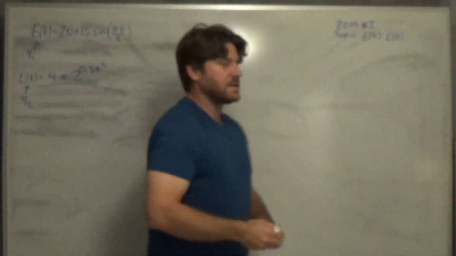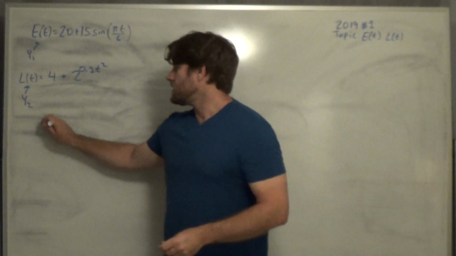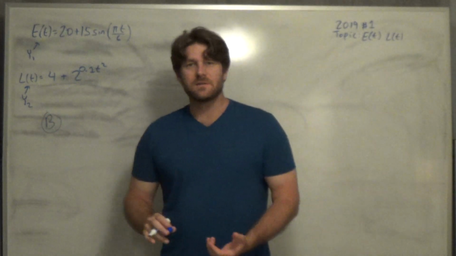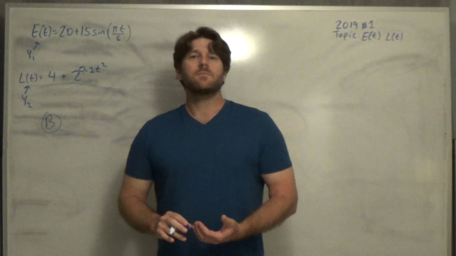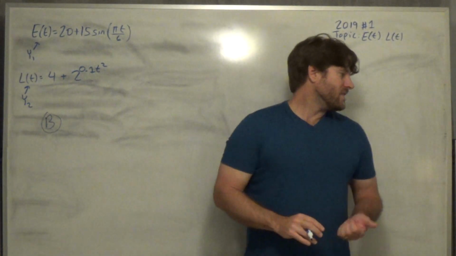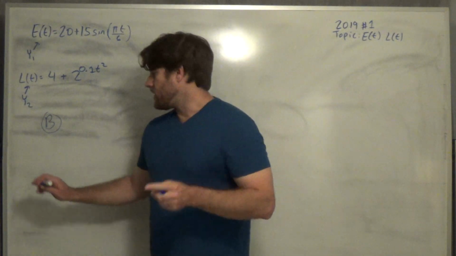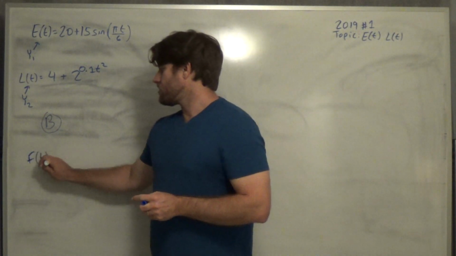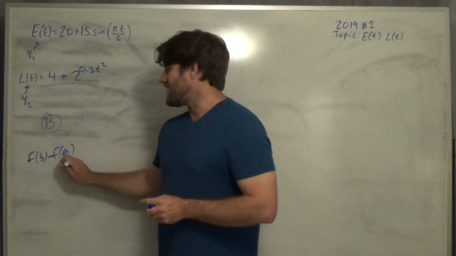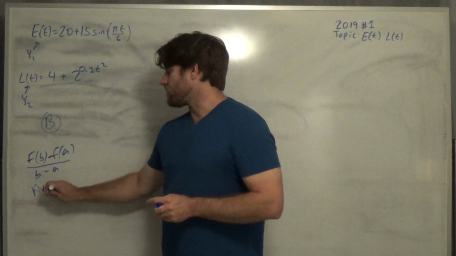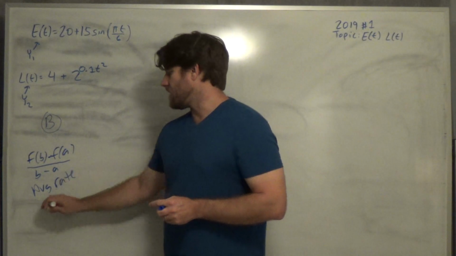Okay. Now let's go to part B. Now part B, if you're watching this and it's the COVID-19 year, part B won't be on the test, because they ask you for the average number of fish that leave. Now, this right here is not what we're using. The slope formula, this is the average rate of change.